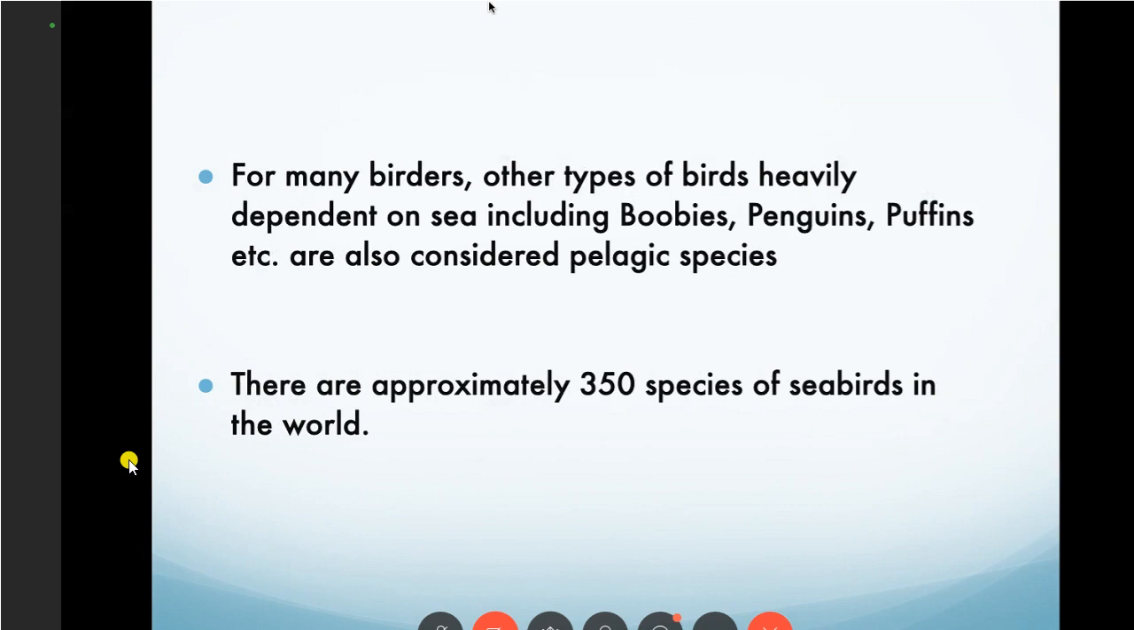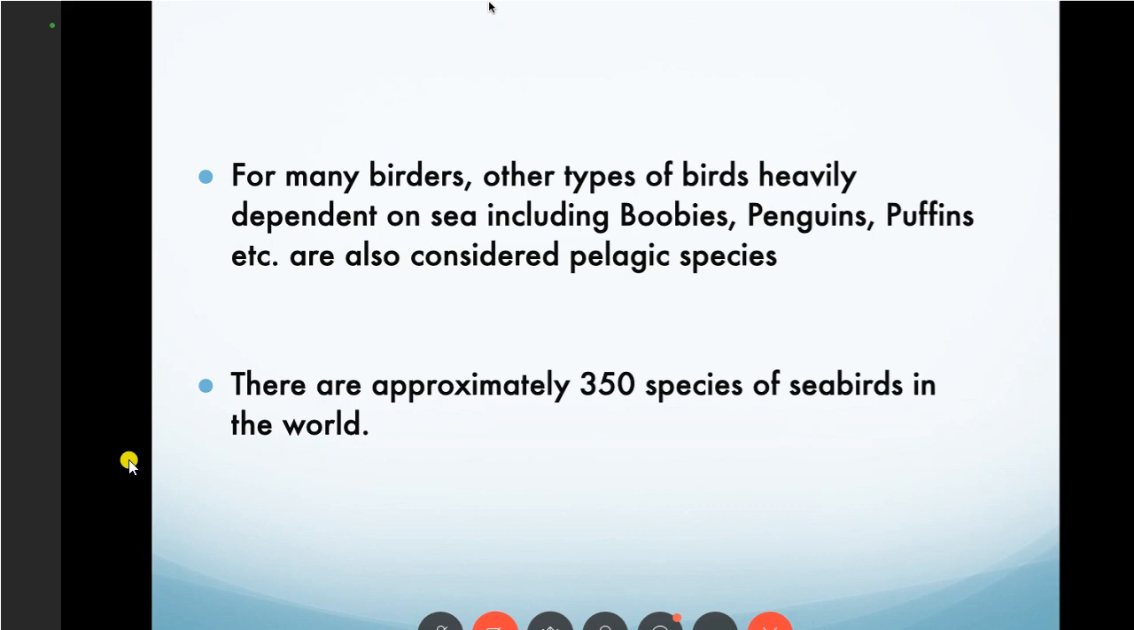Now for many birders, there are birds like boobies, penguins, puffins, auks, and there is confusion over whether to put these birds in pelagic or in near pelagic. Near pelagic, as we just discussed, covers birds like the gulls and terns. There is some disagreement among experts over where exactly to put these birds. But for convenience's sake, right now we'll put all these birds together into seabirds.